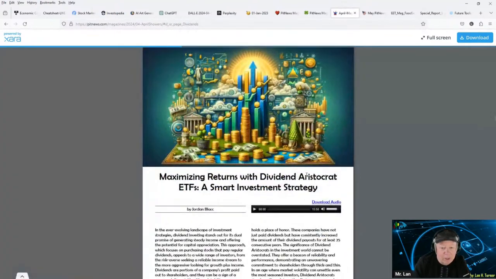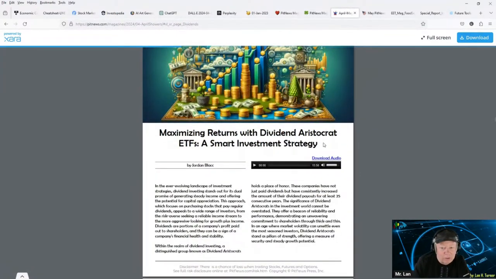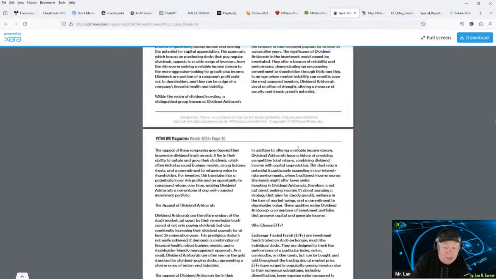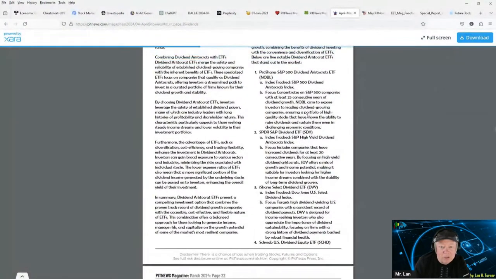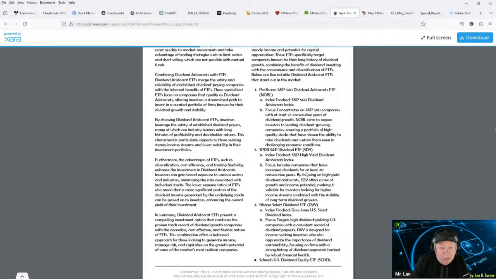It comes down here, and we've got "Maximizing Returns with Dividend Aristocrats ETFs, a Smart Investment Strategy." It actually answers a lot of the questions you were asking, Michael Bruce, about dividends. It also gives you some dividend ETFs you might be interested in researching. These are great articles. I've got money in several of these myself.